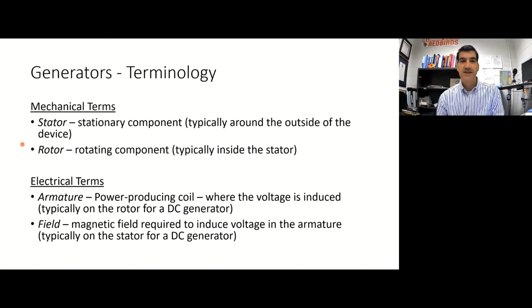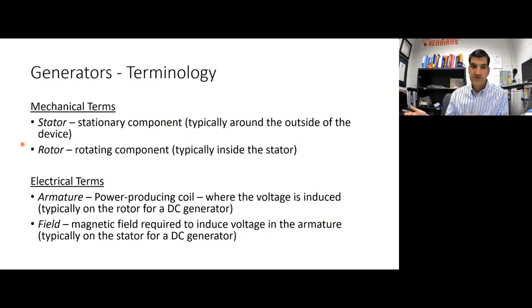We can talk about the mechanical or physical components of a generator, and we can talk about the electrical components. Physically or mechanically, we've got something that is stationary, and something that is rotating. The part that is rotating we call the rotor, and the part that is stationary we call the stator. Normally, not necessarily always, the rotor is rotating inside the stator. The stator is around the outside and it's not moving, and the rotor is on the inside and it's moving. Those are our physical or mechanical terms.